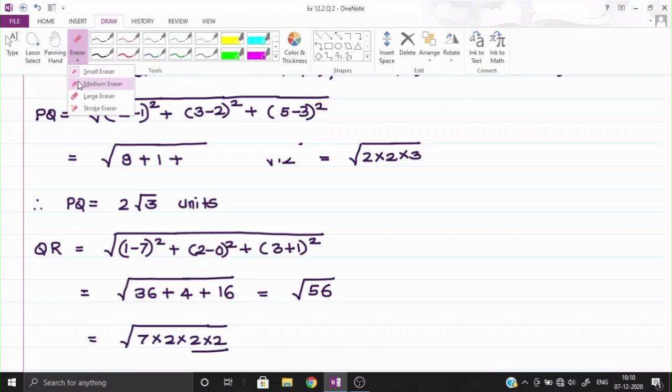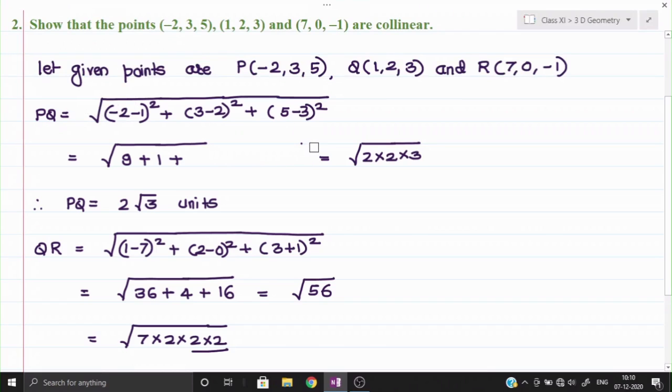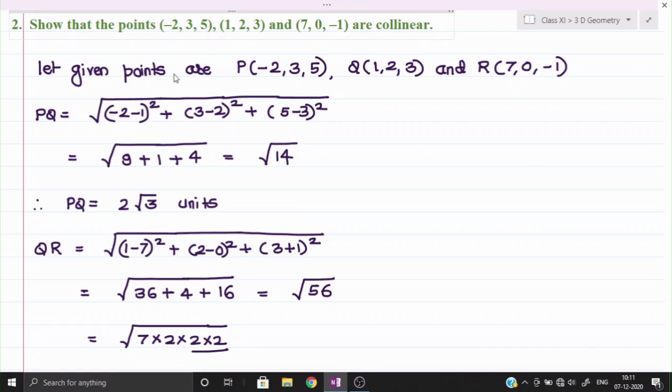Wait a minute. Here we have made a calculation mistake. Yes. So this will be 3 minus 2 is 1, and 5 minus 3 is 2. Square of 2 is 4. So 9 plus 1 is 10, 10 plus 4 is 14. So this is coming as under root of 14. Okay. So this one also I will rub. This is coming as under root of 14.